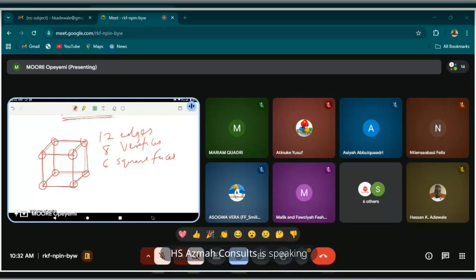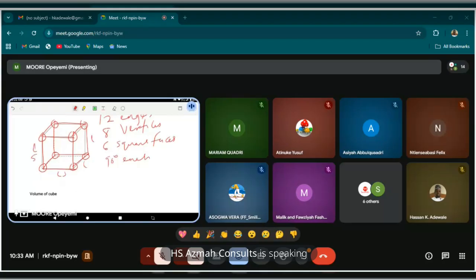This is length. This is length. This is length. We call them length because they are the same. So if this side is 5, this is 5, this is 5, 5 everywhere. If this side is 8, it will be 8 all round. So that is length. If you want to calculate the volume of this one, it is length times length times length, or we call it length cube. That is the volume of a cube.